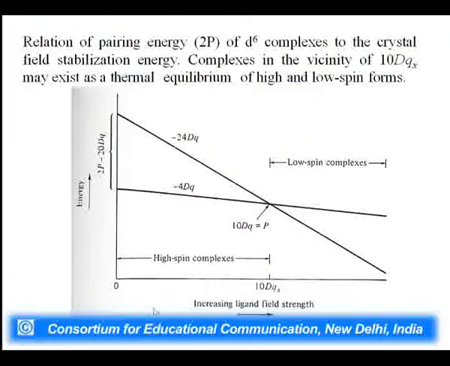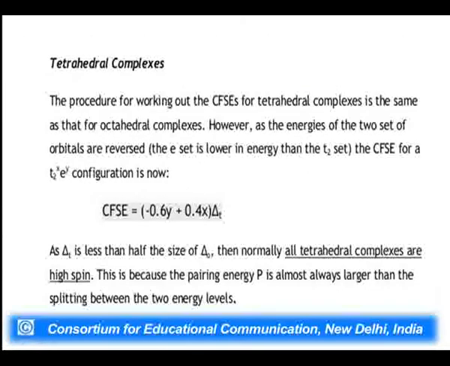This particular diagram is also very important. When the field is increasing from left to right, we are going to get the CFSE from minus 4 Dq to be more stable, up to minus 24 Dq. But at a particular level, when 10 Dq becomes equal to P, thereafter with the increase in the field strength, what we get is the low spin complexes. The same kind of calculations one can do for CFSE using a formula, now minus 6y plus 0.4x delta t.